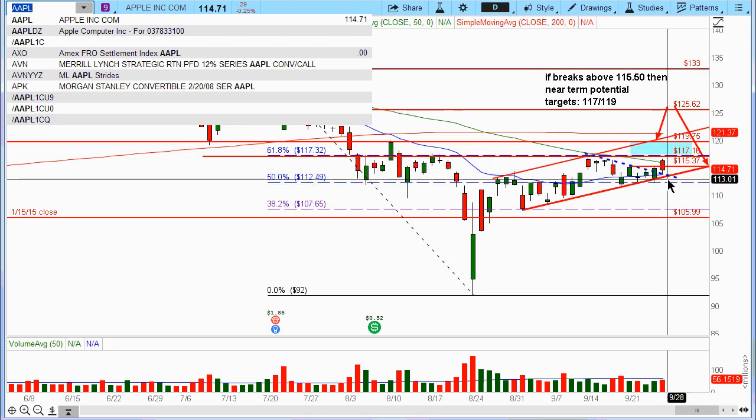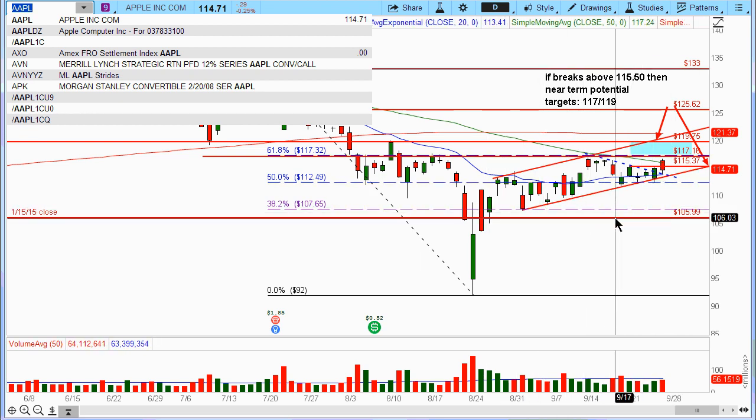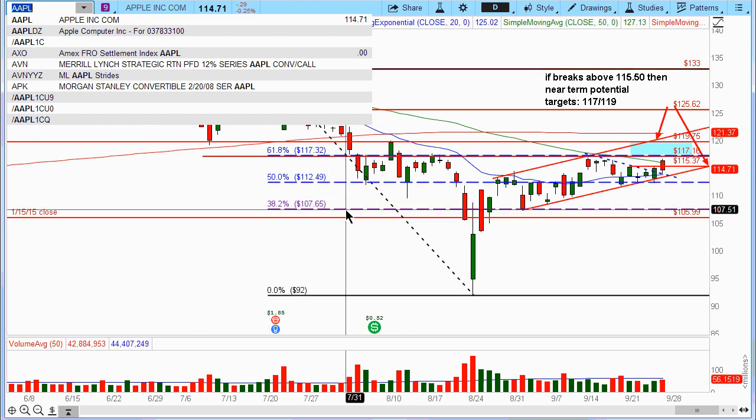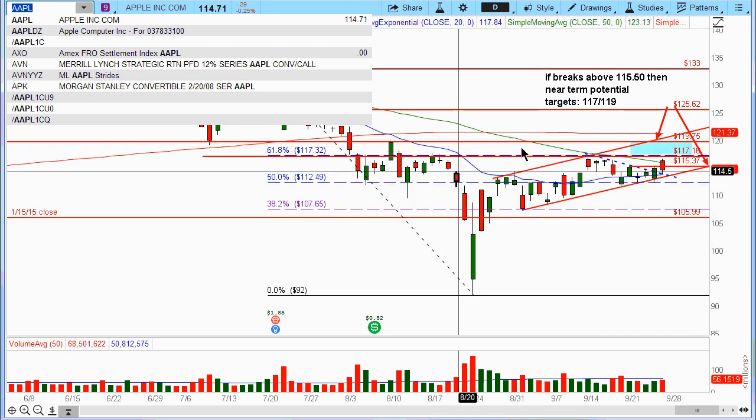If it breaks down, then we could see it come back down to maybe this 107, 105ish area here, the January close. So that would be fairly close to this 38.2 level here.